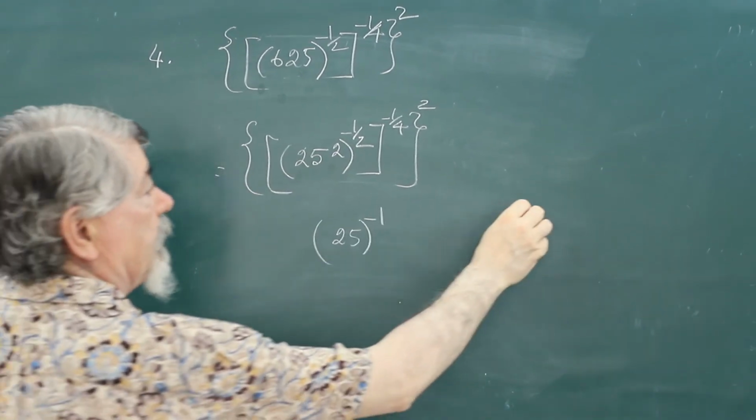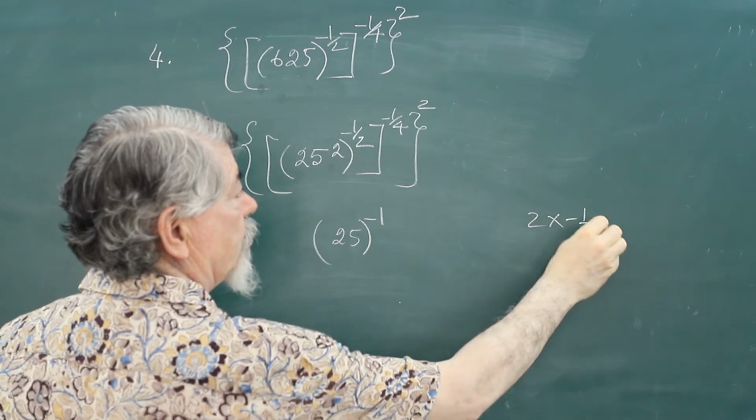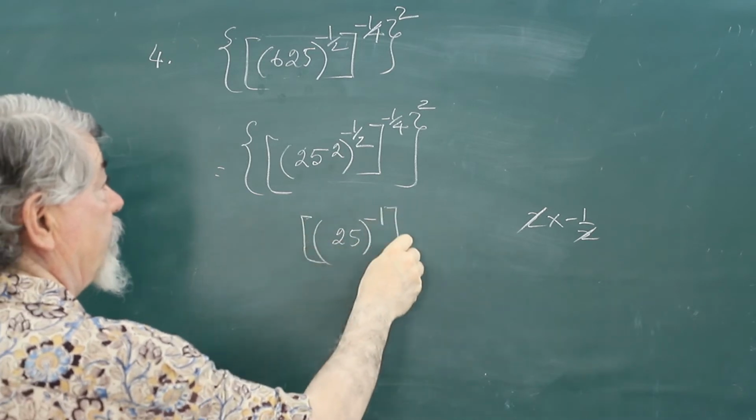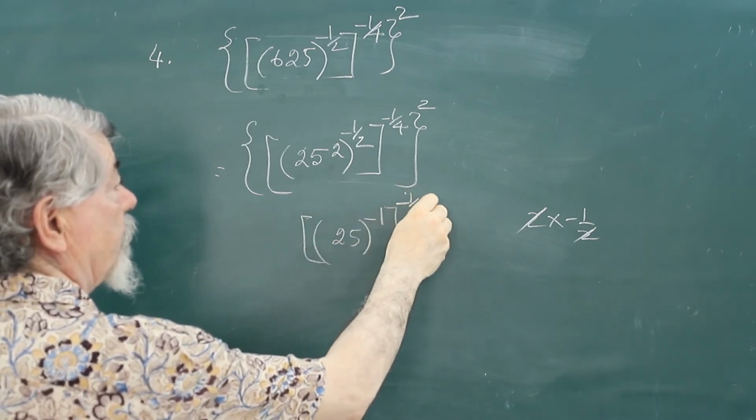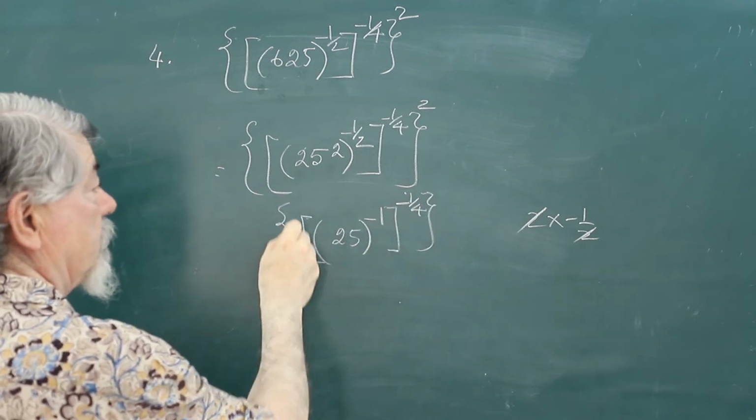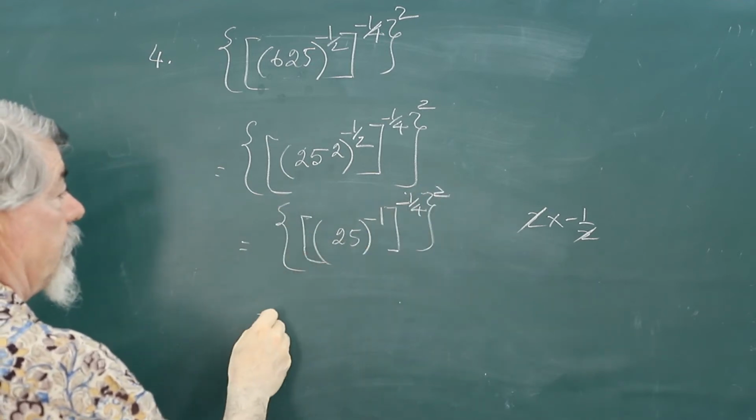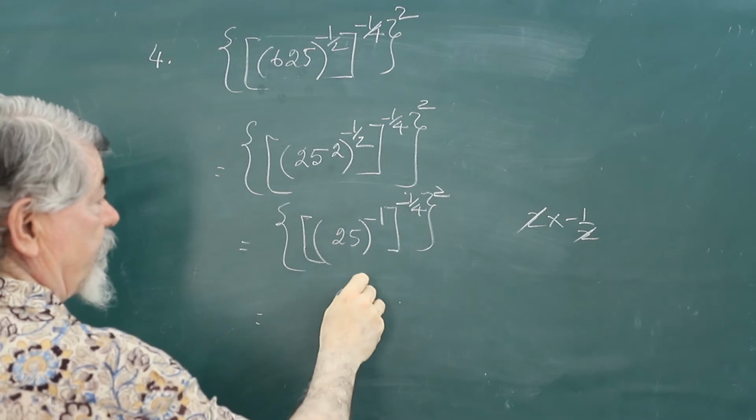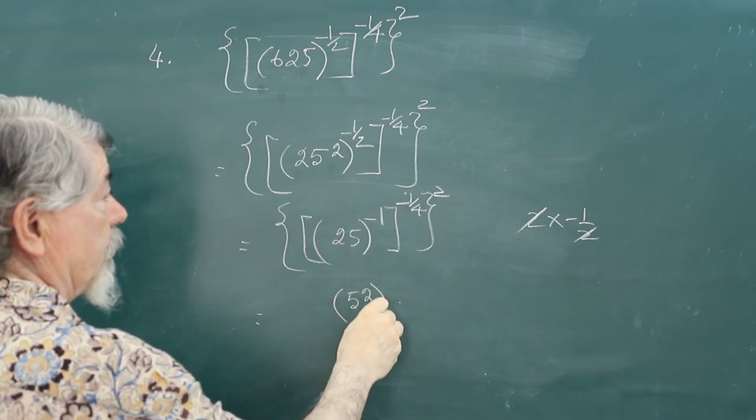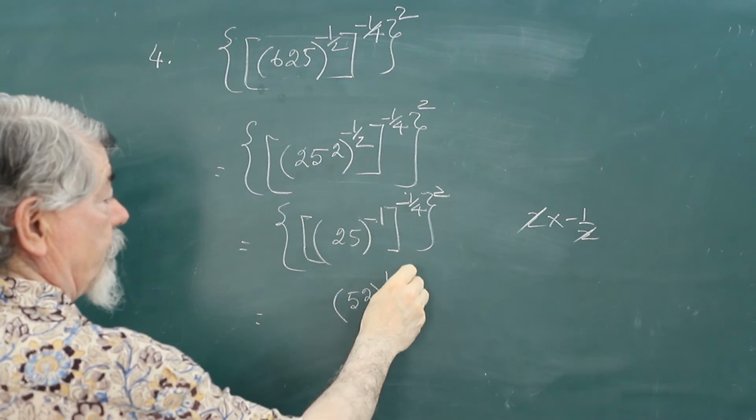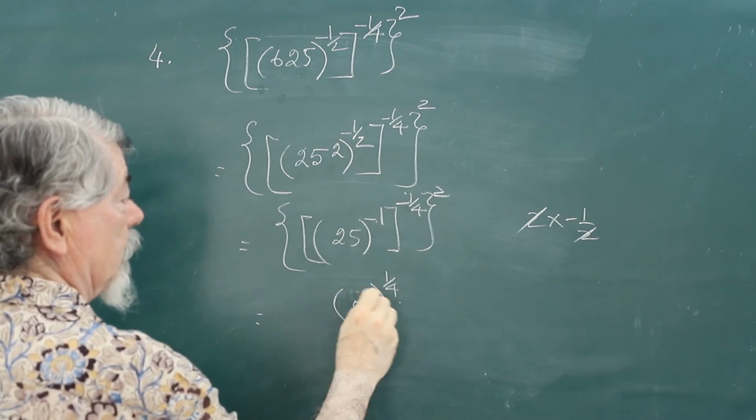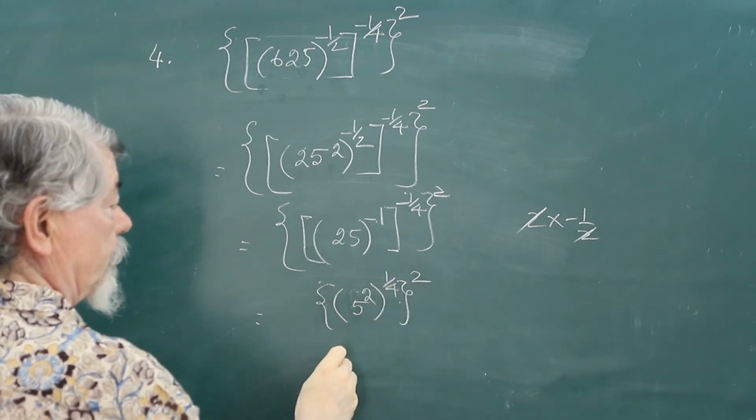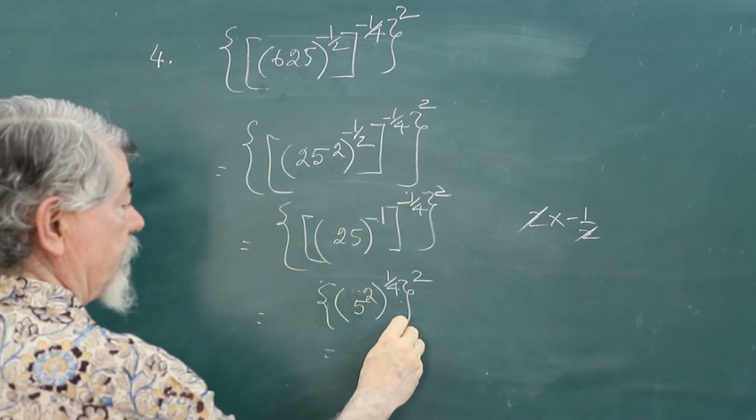2 into minus 1 upon 2, the 2 will cancel. You will get minus 1. Then I have to the power minus 1 upon 4 and to the power 2. In the next step, minus to the minus power, it will become what? 5 to the power 2 to the power 1 upon 4. It is 5 to the power 2 and then you take it to the power 2. So it will be 5 to the power 1 upon 2.